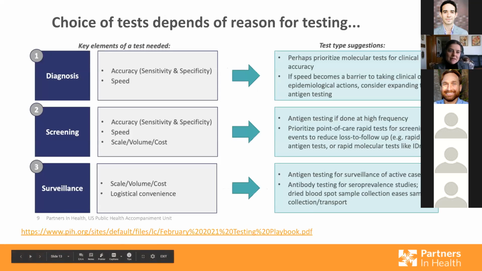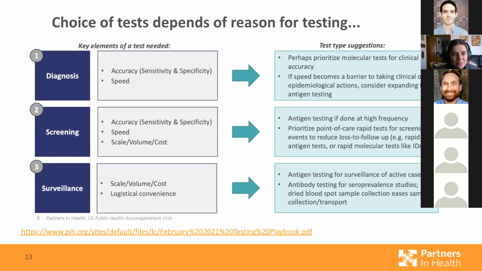All of this was already mentioned by Dr. Chas, but this is just to wrap up and complement what he said. When you are faced with rolling out or implementing those tests, you have to think: what is the reason for testing? Do we need it for diagnosis, for screening, or for surveillance? Another key element is that the tests you use have to be accurate, and the turnaround time needs to be good for the clinical decision.